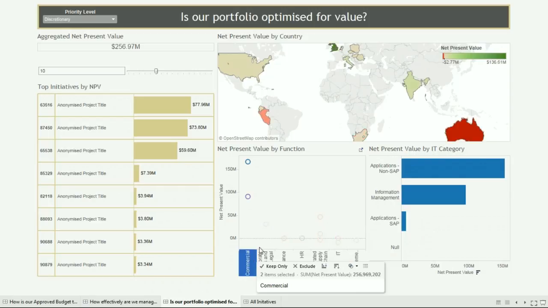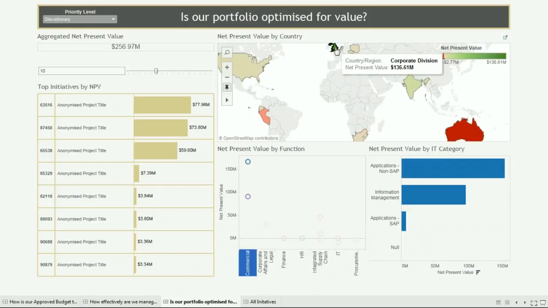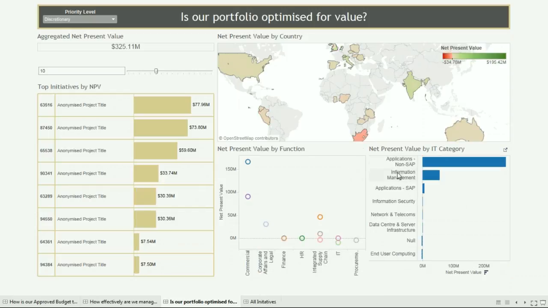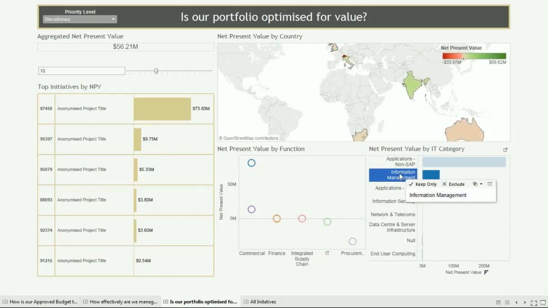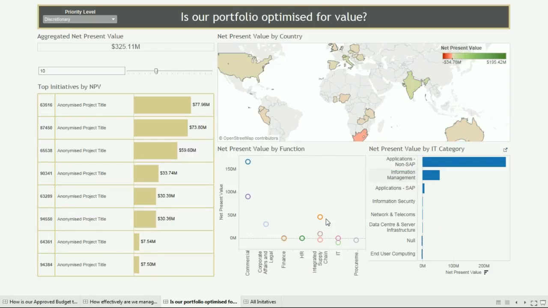We can focus on that, which then shows where we've got perhaps really good benefits from a country perspective, the top initiatives within that business function, and then our mix of spend against our IT categories. So again, fully interactive. If we wanted to look at our spend across the different business functions, the different IT categories, etc., we can do.